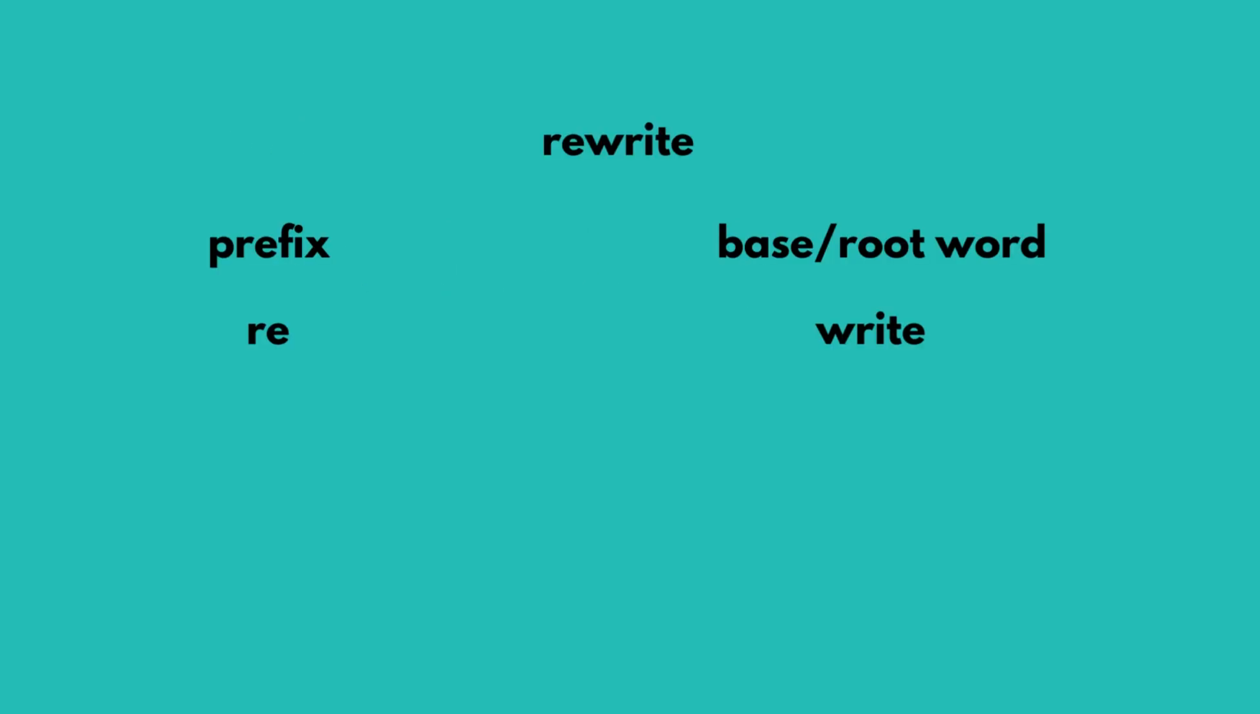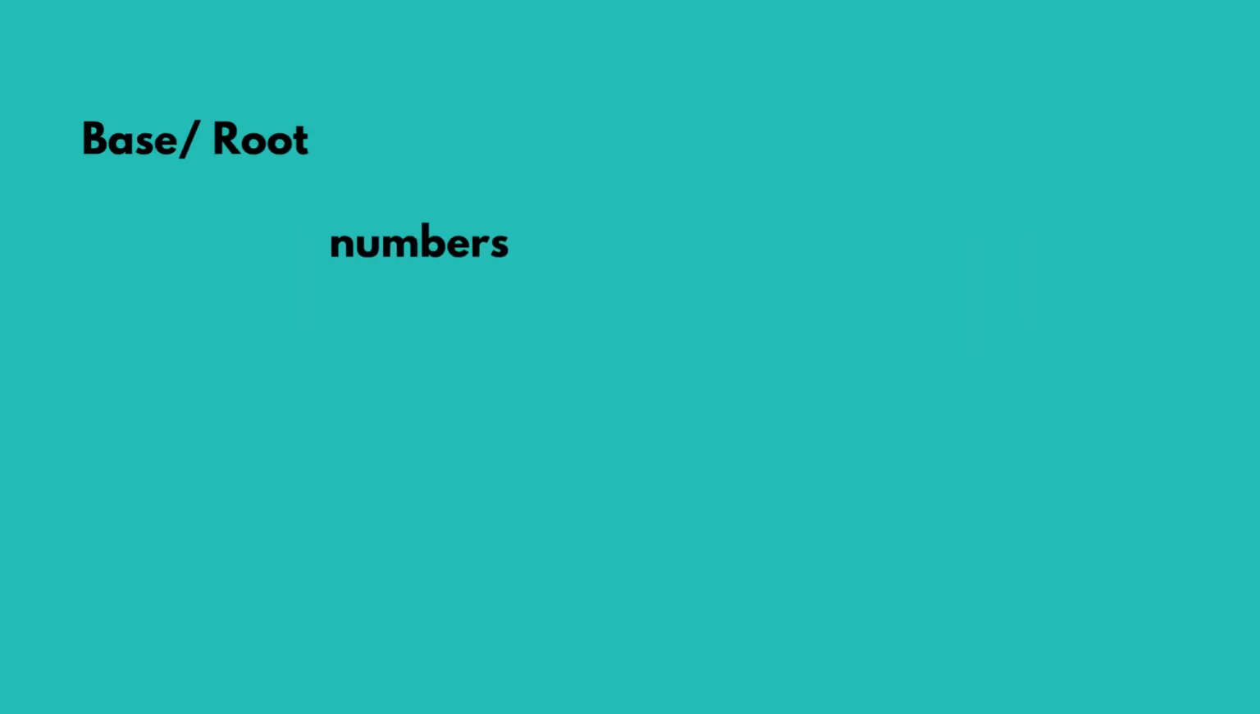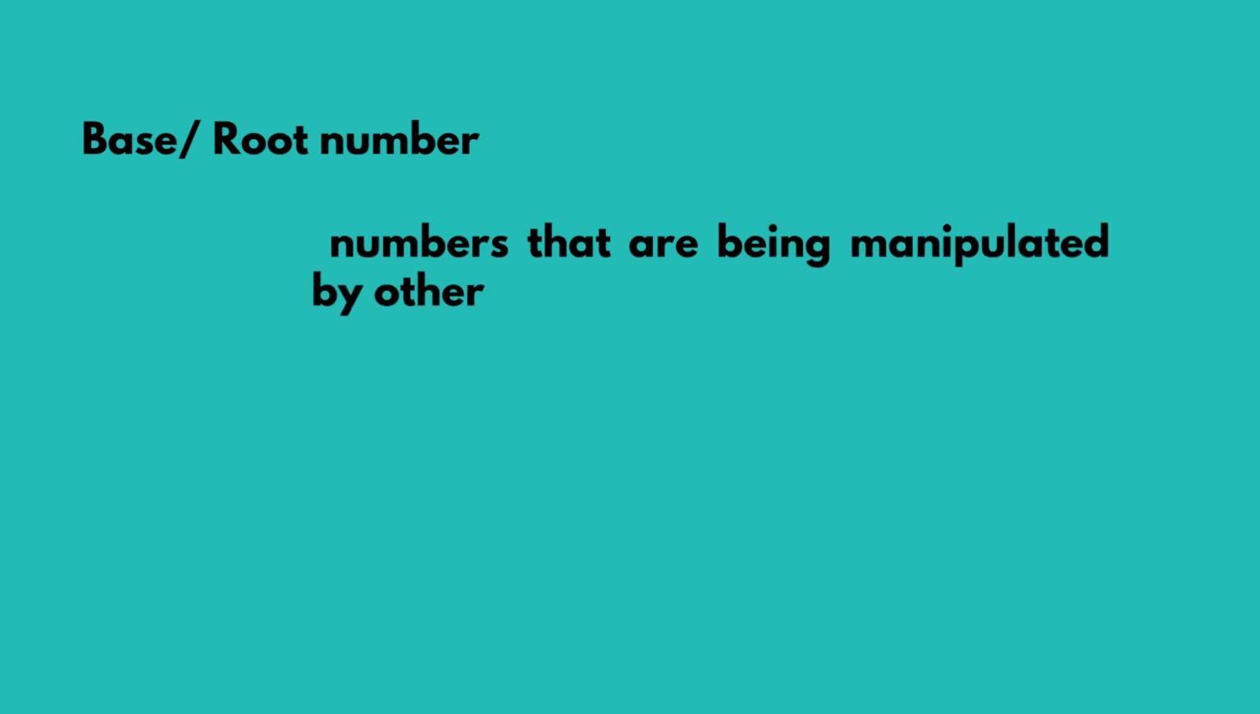So if we take the word rewrite, it can be broken into the prefix re and then the base word write. So can you think of another word that has a prefix and a base word, or even a suffix and a base word? So we can take the same concept and apply it to math. A base number in math would be a number that can be manipulated by other operations, and the operations are addition, subtraction, multiplication, division, squaring, and even square rooting, things like that.